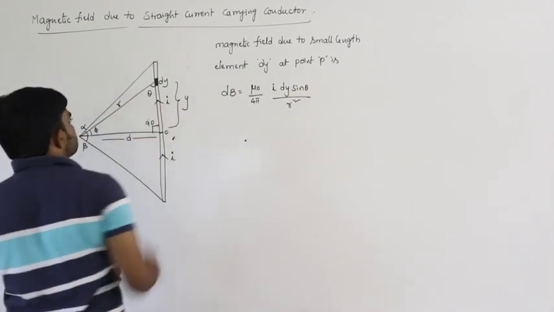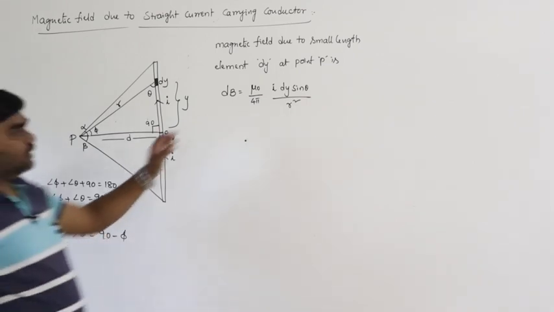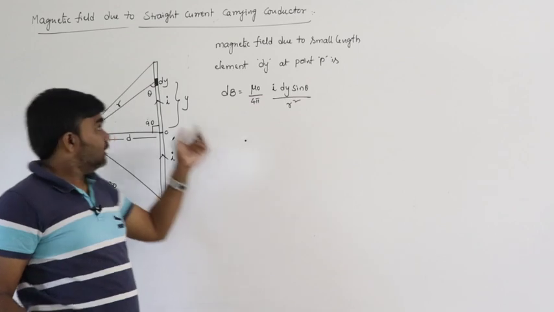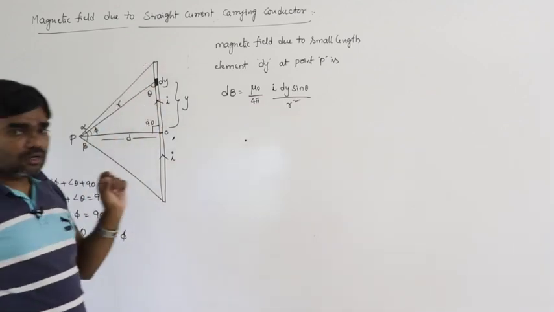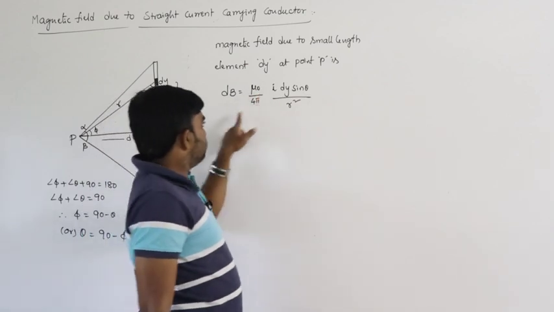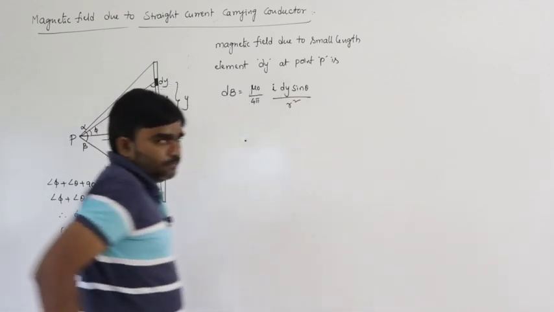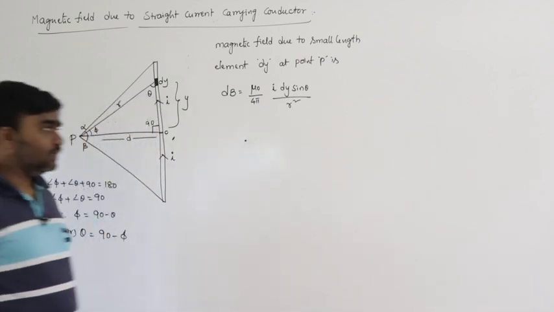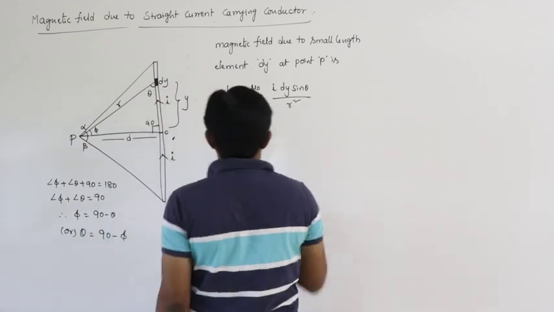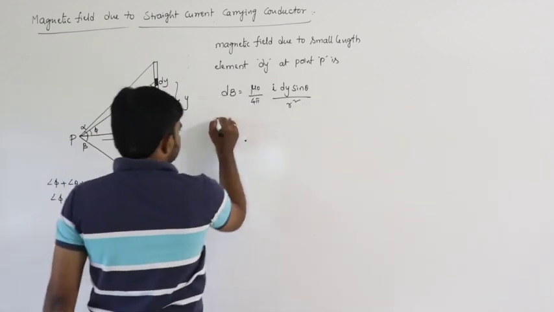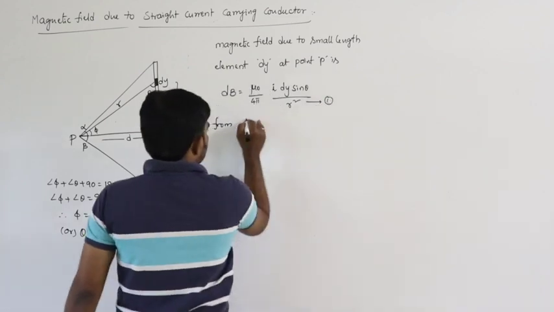Let us say it is the distance r. dB is μ0 by 4π I dy sin θ by r², ideally with sin θ, but here I am considering the small length element dy. So μ0 by 4π I dy sin θ by r². This is the situation, let us call it equation 1.